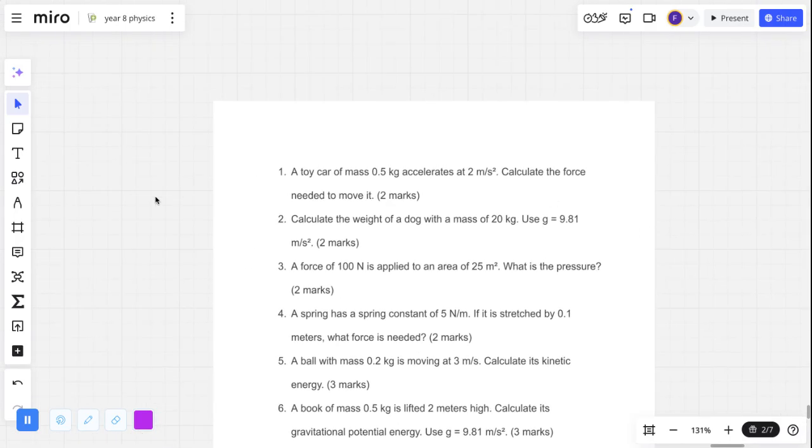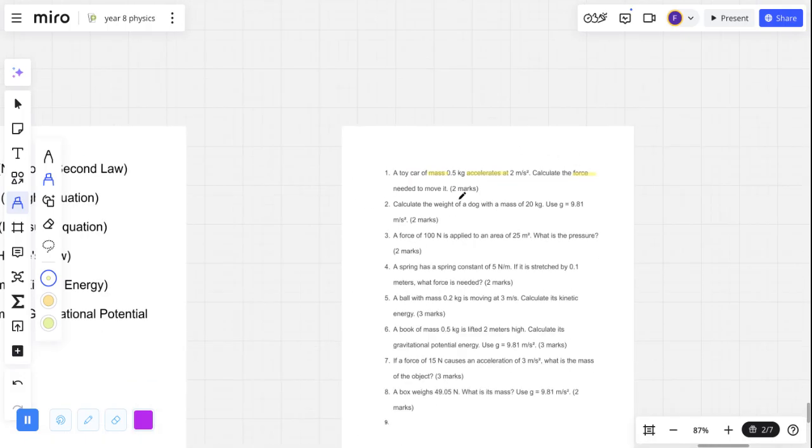So first things first, you underline the keywords. Take your time, look at my list. I don't care if you need to look at work we've done previously, if you need to look at my keywords that I've written down, doesn't matter. A toy car of mass 0.5 kilograms accelerates at 2 meters per second squared. Calculate the force needed to move it.